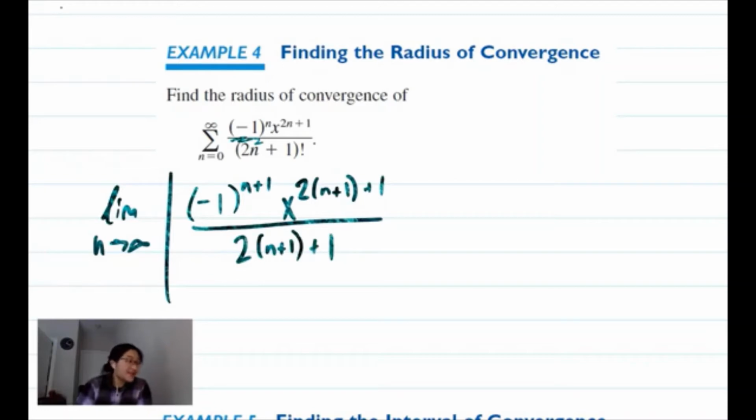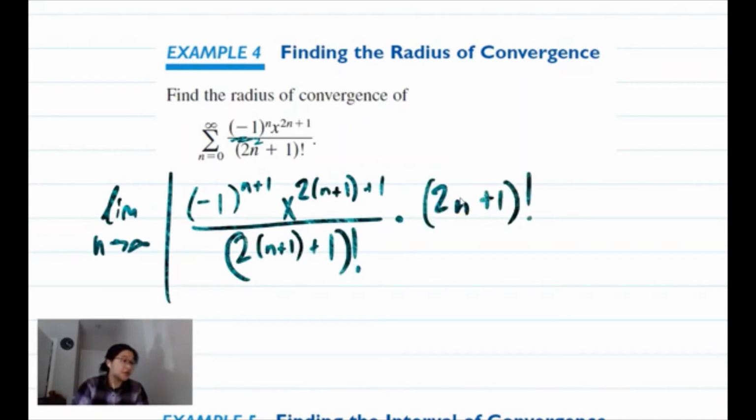I'm very careful that wherever I see n, I'm going to plug in an n plus 1. It's very important to do that, because otherwise you have bad algebra. Then we're going to divide that by our current term, so we're actually going to multiply by the reciprocal, because we have a rational thing to work with, which is more annoying. So we have 2n plus 1 factorial in the numerator, and negative 1 to the n times x to the 2n plus 1 in the denominator.